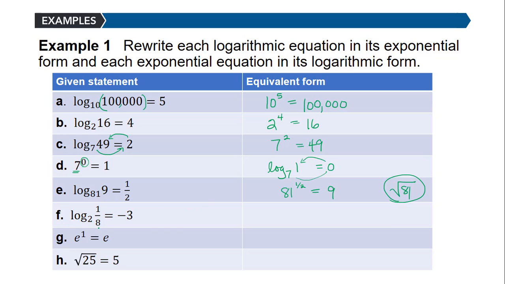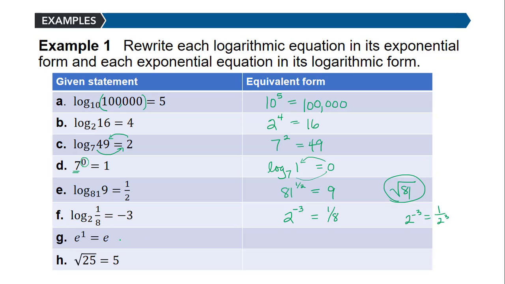Log to the base 2 of 1/8 equals -3. So the base is 2. The exponent is what the log equals, which is -3, equals the argument of the log, which is 1/8. So the equivalent form is 2 to the -3 equals 1/8. And remember your rules of negative exponents. 2 to the -3 is really 1 over 2 cubed, which is 1/8.